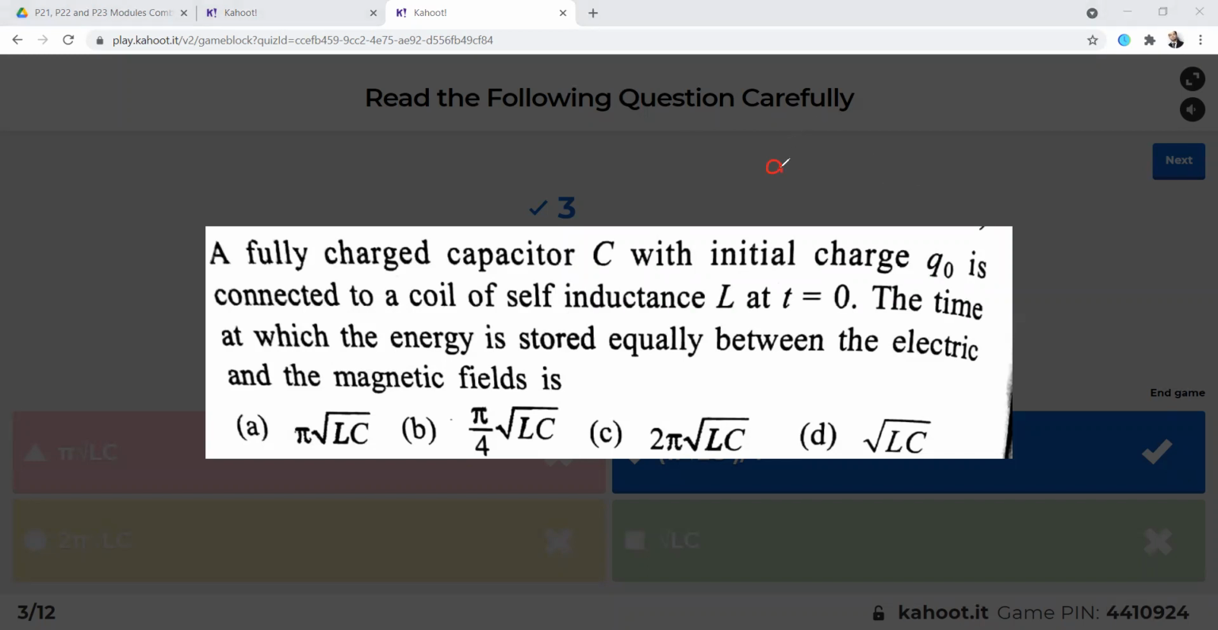So basically, energy stored in the capacitor is Q squared by 2C, and in the inductor it is the magnetic energy, half L I squared. Both are equal, and here we use the expression of Q, let's take it as Q naught sine omega t. Then I will be the derivative, Q naught omega cos omega t, and we'll put the value of Q and I here to get the value of t. We'll just solve for t.